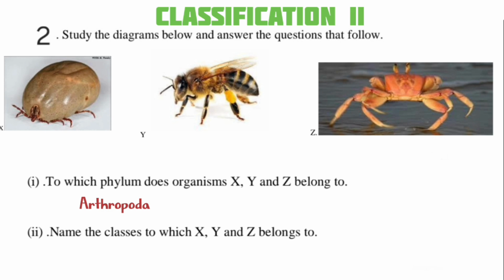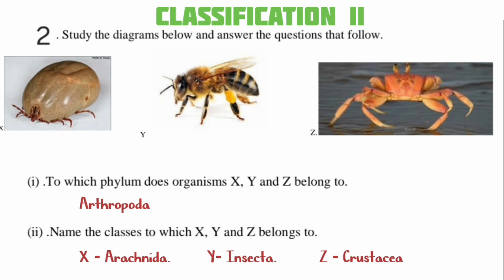So let's start with X. Now X is a tick. This of course belongs to class Arachnida. Now arachnids are characterized by having 8 legs. So you're going to have 4 pairs, 4 legs on one side, 4 on the other side. They have a body that is divided into 2 main parts, the cephalothorax and the abdomen. And they also lack antennae. So the tick fits all of these characteristics.